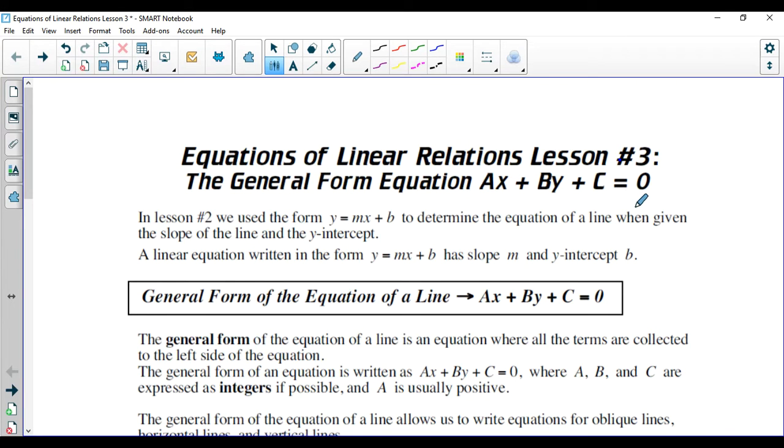Hello again, Math 10Cs. In today's lesson, we're going to look at a different form of an equation we can use to write a straight line. Up until this point, we've been writing the equation of a straight line using what we refer to as the slope-intercept form. So we can just quickly summarize this here.